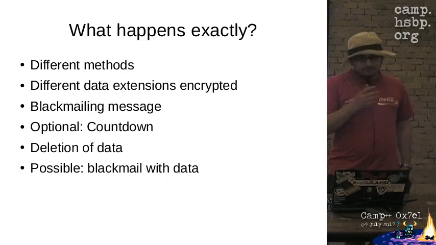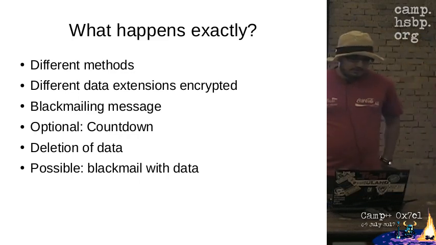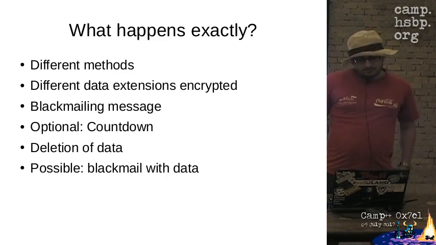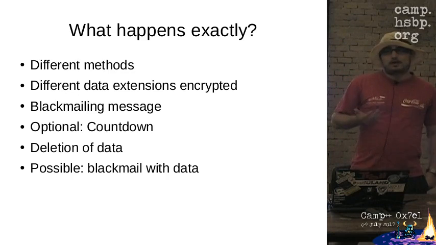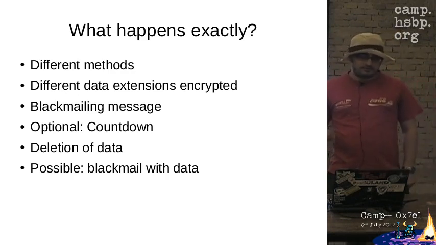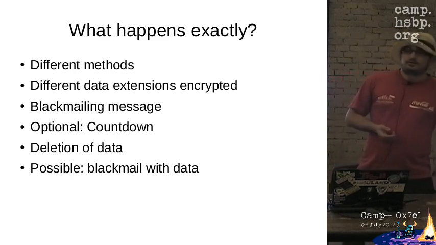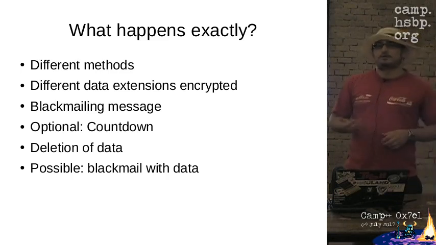So what happens exactly when I get ransomware on my computer? There are different methods for how they encrypt the data, and it depends on the ransomware. There are different file extensions that are encrypted. The ransomware may be programmed to encrypt just text files, JPEGs and videos, and leave everything else. Or there are ransomware which encrypt everything except the Windows folder. So it depends on the ransomware what it will encrypt.